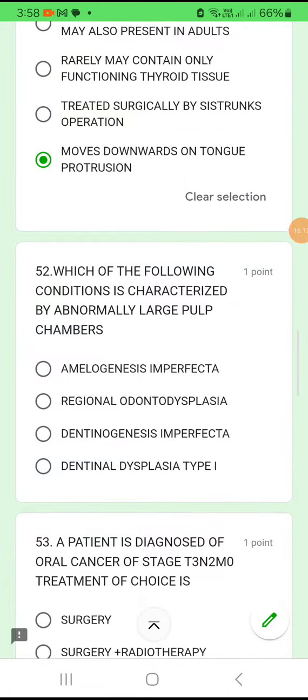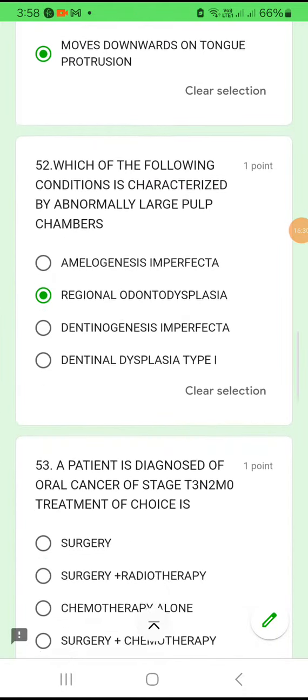Question number 52. Which of the following conditions is characterized by abnormally large pulp chambers? Amelogenesis imperfecta, regional odontodysplasia, dentinogenesis imperfecta, dentine dysplasia type 1. Okay, so the one with large pulp chambers is mainly regional odontodysplasia.